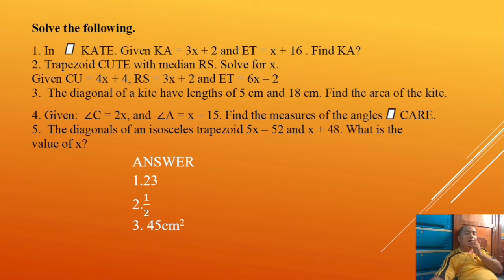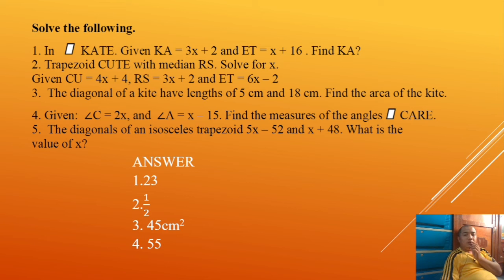Number 4, given angle C equals x, angle A equals x minus 15, find the measures of the angles here. So what are these? Angle C and angle A, are they consecutive or opposite angles? Let's check. I think they are consecutive, so they are supplementary. So their sum is equal to 180. 3x minus 15 equals 180. 180 plus 15, 195 divided by 3.